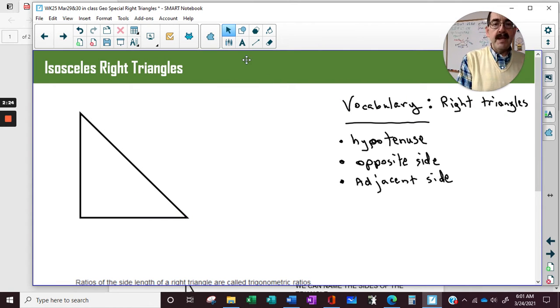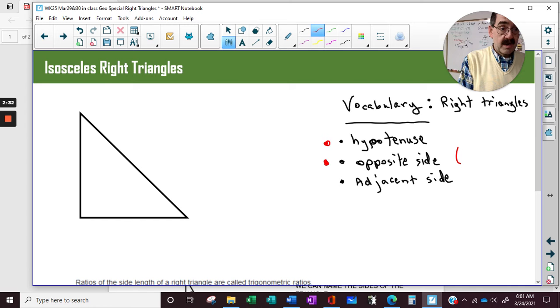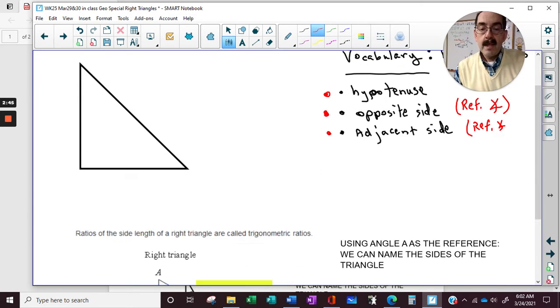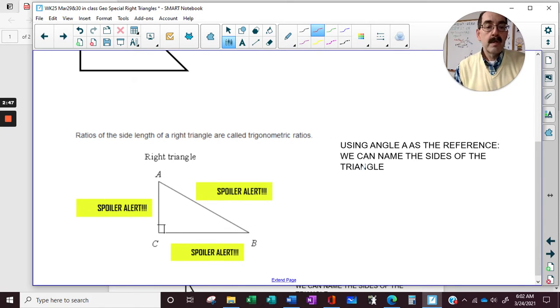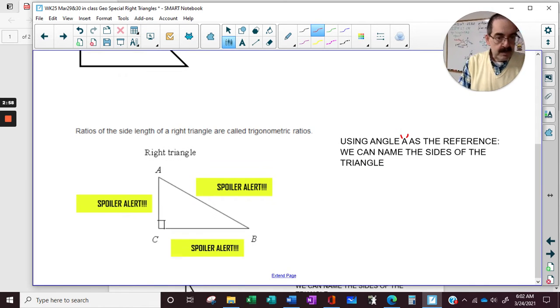We need to know by the end of this week: hypotenuse, opposite side based on the reference angle, and the adjacent side depending on the reference angle. I want you, using angle A as the reference, to name the sides of this triangle. In class, you're going to be doing that. Here, pause the video and write it down.